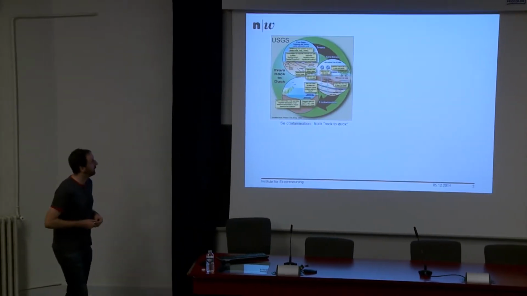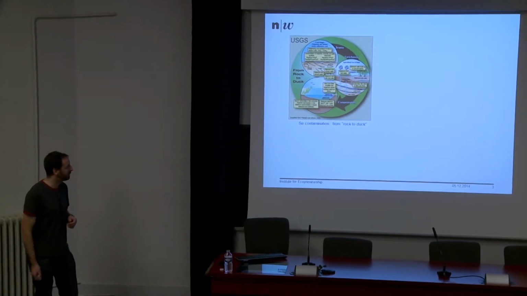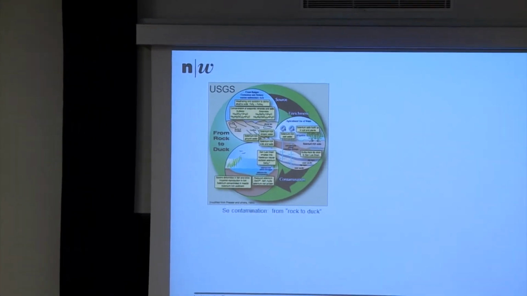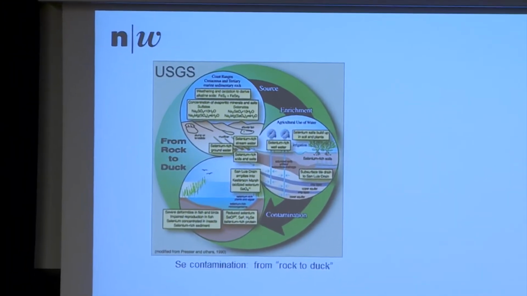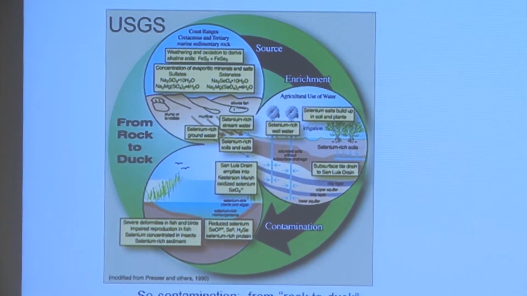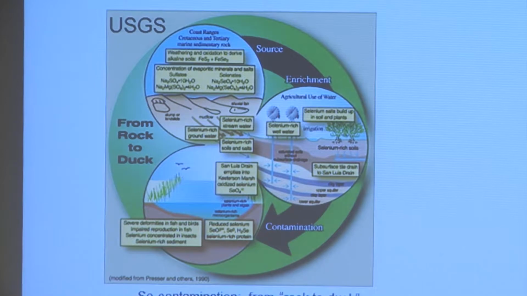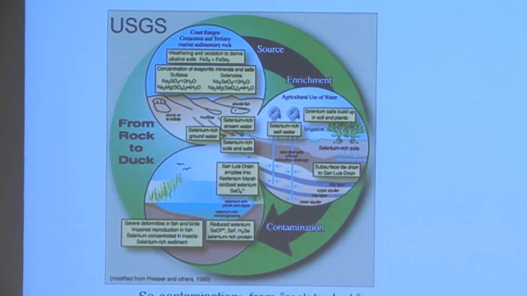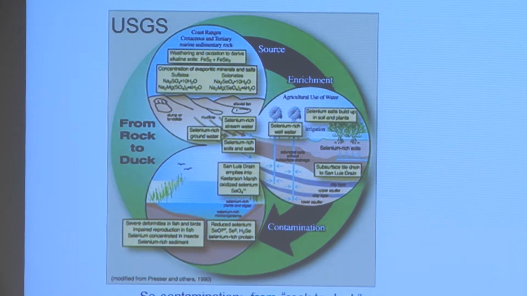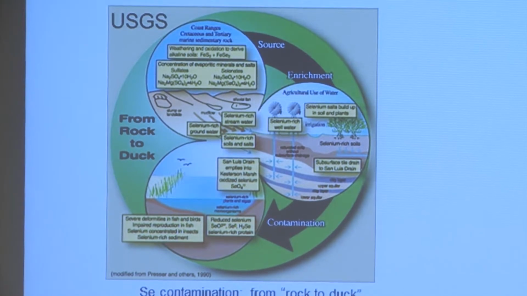This is a very classical example of selenium contamination. It is a model that has been developed in the western US called the rock-to-duck system. Basically you have selenium and sulfur containing sedimentary rocks, which weather with time. Selenium comes to the fields and is used for irrigation. You have evaporation, concentration of selenium, and bioaccumulation, and at the end you have toxic effects, because it's a strongly bioaccumulative and biomagnifying element.